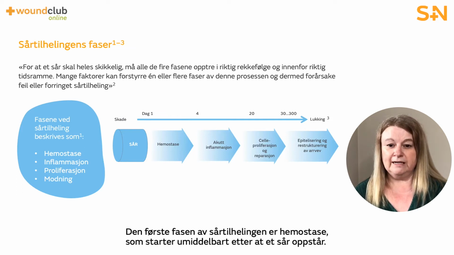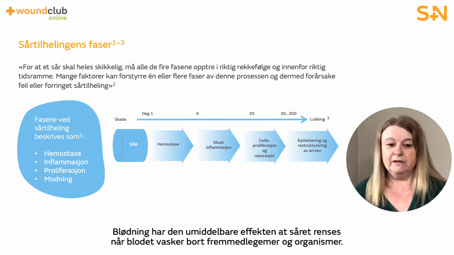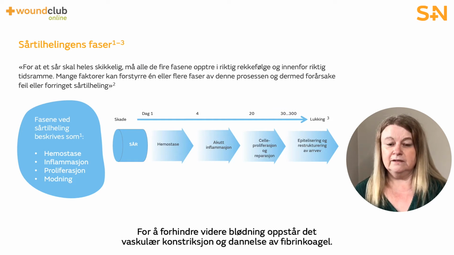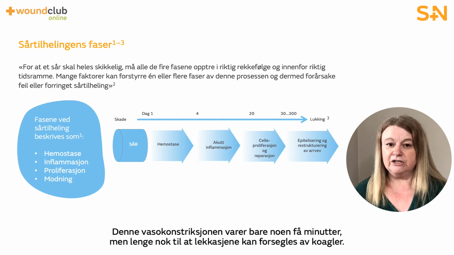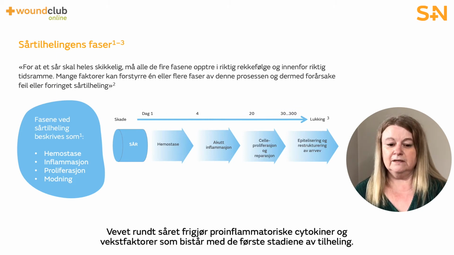The first phase of wound healing is hemostasis, which begins immediately after the wound occurs. Bleeding has the immediate effect of cleansing the wound as the blood washes away foreign bodies and organisms. To prevent further bleeding, vascular constriction and fibrin clot formation occurs. This vasoconstriction lasts for only a few minutes, however, just long enough for the leaks to be sealed by blood clots. The surrounding wound tissue releases pro-inflammatory cytokines and growth factors, which help with the first stages of healing.